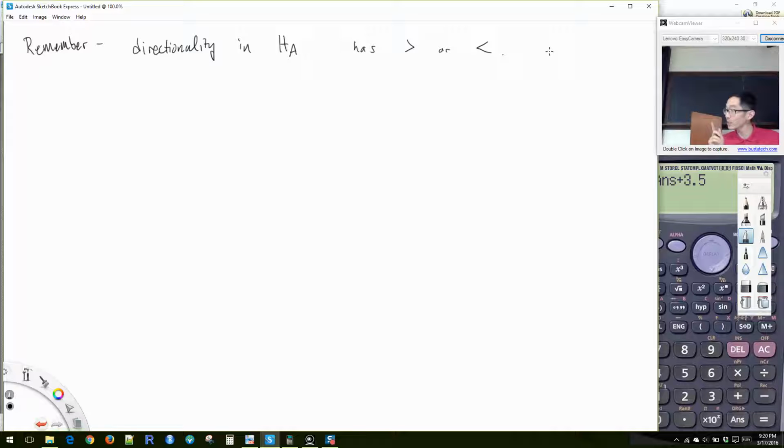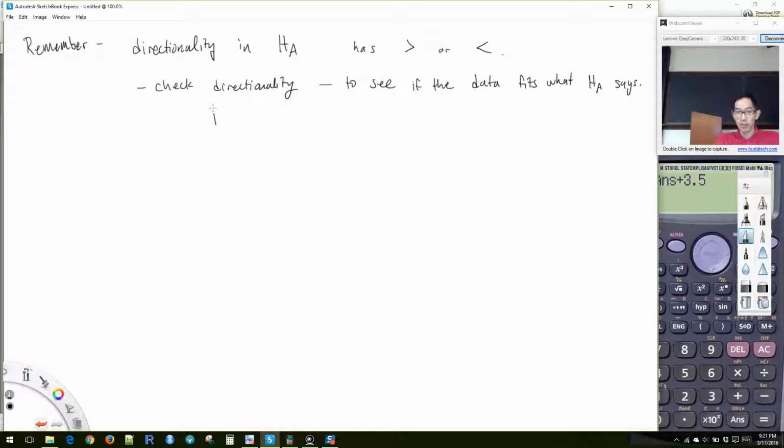But we're missing an important thing regarding directionality. It says that we should always do a directionality check. So we should always check directionality. And what does it mean to check directionality? To see if the data fits. Yeah, to see if the data could even be used to support the alternative, that the data fits what the alternative says.